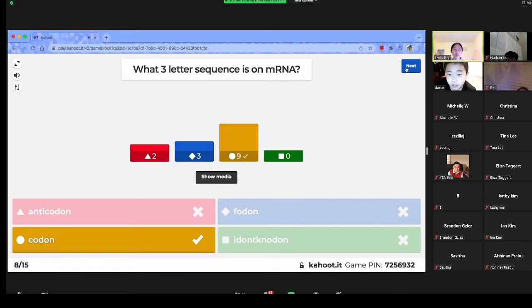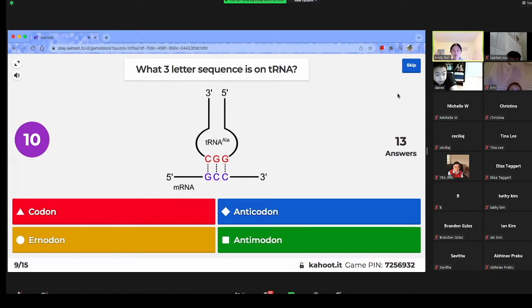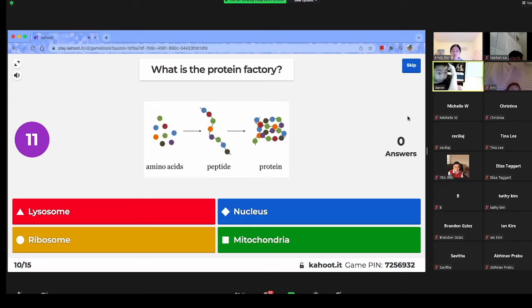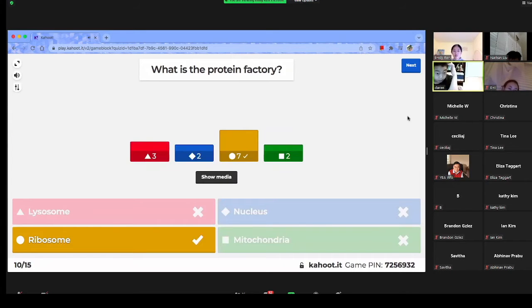The three-letter sequence on mRNA is the codon. I think nobody picked I don't know on that. Yeah. So for the anticodon, this is the matching sequence on the tRNA, and codon doesn't exist. So it's codon. I just explained this question. So this one should be anticodon. What is a protein factory, or where are proteins made? This one is the ribosome.